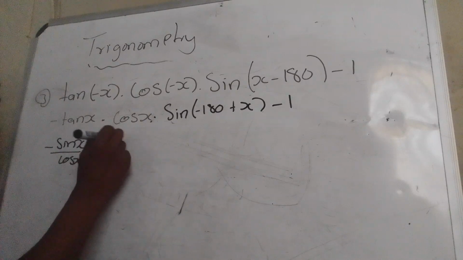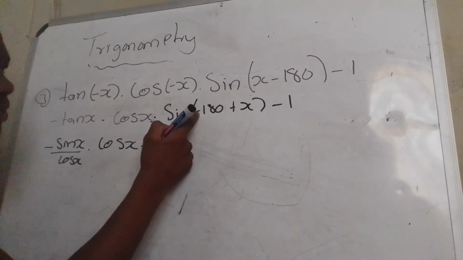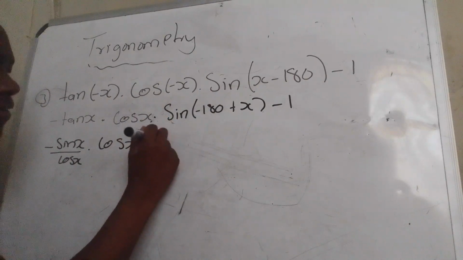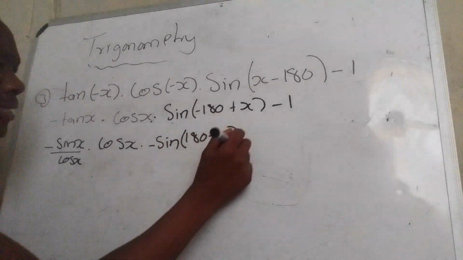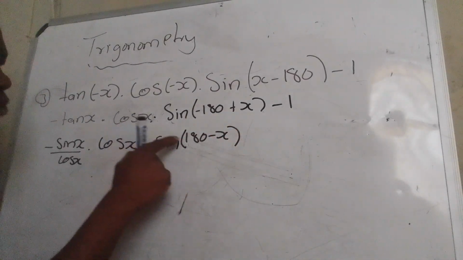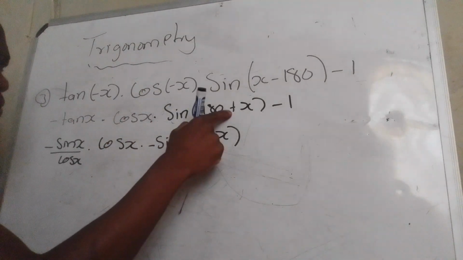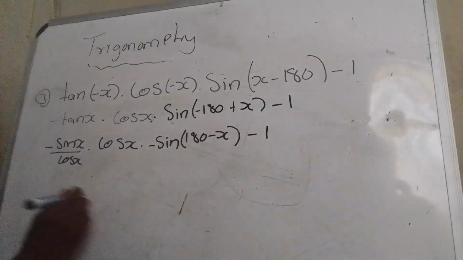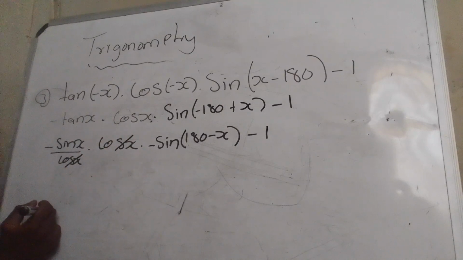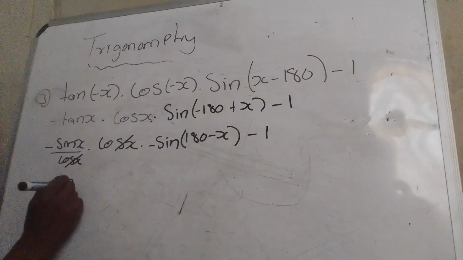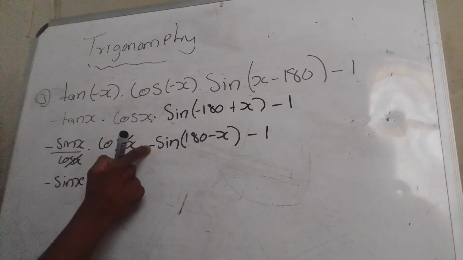Then we're going to have cos x times sine. Solving here, we're going to take out this negative and put it outside. We're going to have negative sine, then times sine of 180 minus x. This negative times this negative gives us a positive, right? Then minus 1. Then this cos and that cos will cancel each other, right? Then we are left with negative sine x times, okay, we're keeping this negative apart.